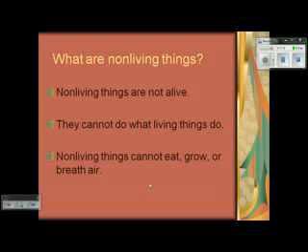Non-living things are not alive. They don't need anything, right? You can just put your desk here and you will find it tomorrow exactly the same. They don't need water, they don't need food, nothing, correct? And of course, they cannot eat or grow, right? Can I give a desk a sandwich to eat? No.